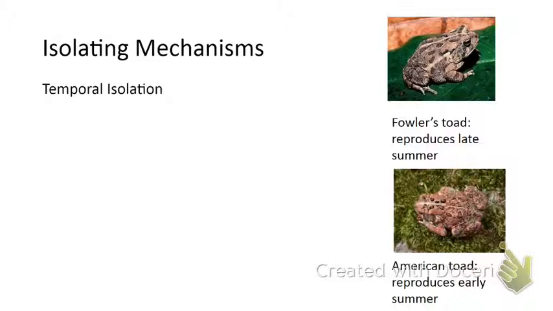What's interesting is scientists have actually taken these toads into the laboratory and found that there's an ability for them to produce an offspring, but the offspring is not fertile. So these are the three mechanisms that can cause a new species to form.